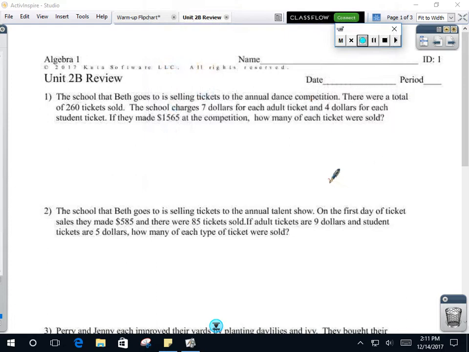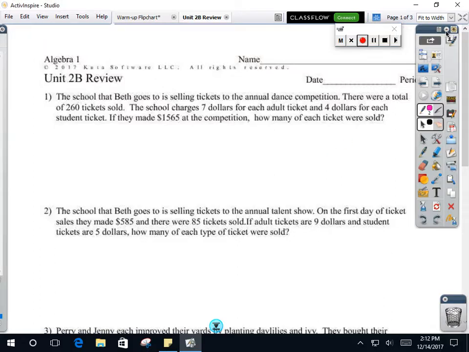The school that Beth goes to is selling tickets to the annual dance competition. There were a total of 260 tickets sold. The school charges $7 for an adult ticket and $4 for a student ticket. If they made $1,565 at the competition, how many of each ticket were sold?